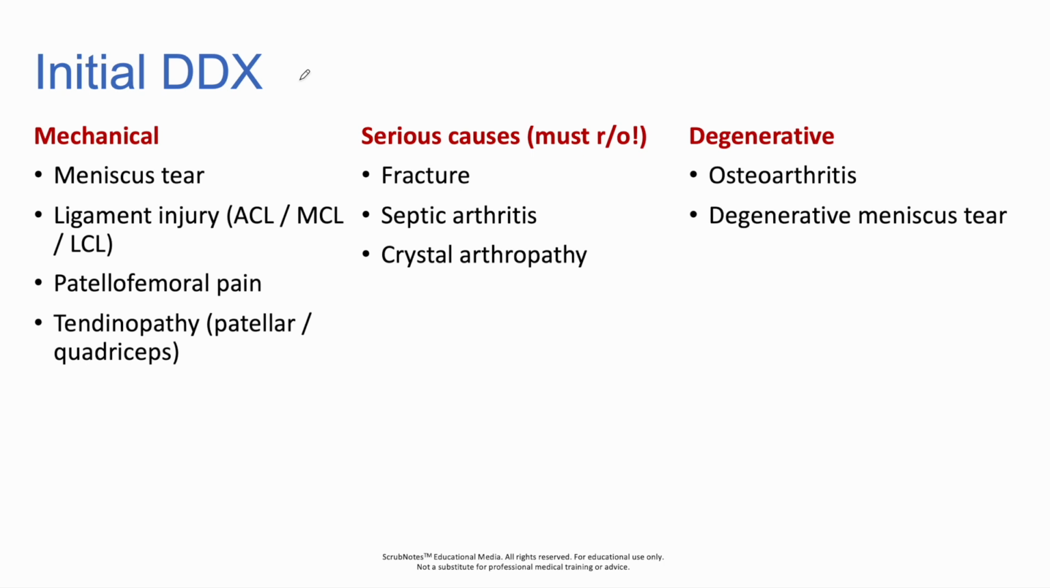This is our starting differential list for knee pain. Instead of memorizing dozens of diagnoses, it helps to group them into a few major categories. Mechanical causes like meniscus tear, ligament injuries such as to the ACL, MCL, or LCL, patellofemoral pain, tendon injuries like patellar or quadriceps tendinopathy. You could also have degenerative causes like osteoarthritis, degenerative meniscus tears. And it's always good to keep serious causes in mind like fracture, septic arthritis, or crystal arthropathy. The goal here isn't to memorize everything, it's to quickly identify which category the patient falls into.